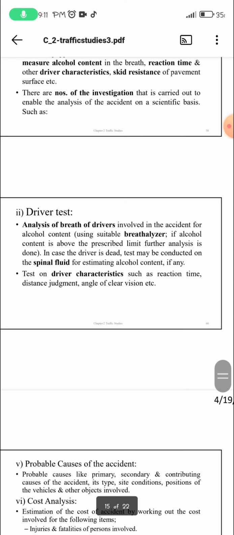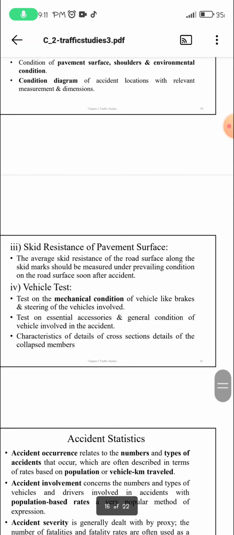Driver test: analysis of drivers involved in the accidents for alcohol content using a suitable breathalyzer. If alcohol content is above the prescribed limit, further analysis is done. In case the driver is dead, a test may be conducted on the spinal fluid for estimating alcohol content, if any. Tests on driver characteristics such as reaction time, distance judgment, angle of clear vision, etc.